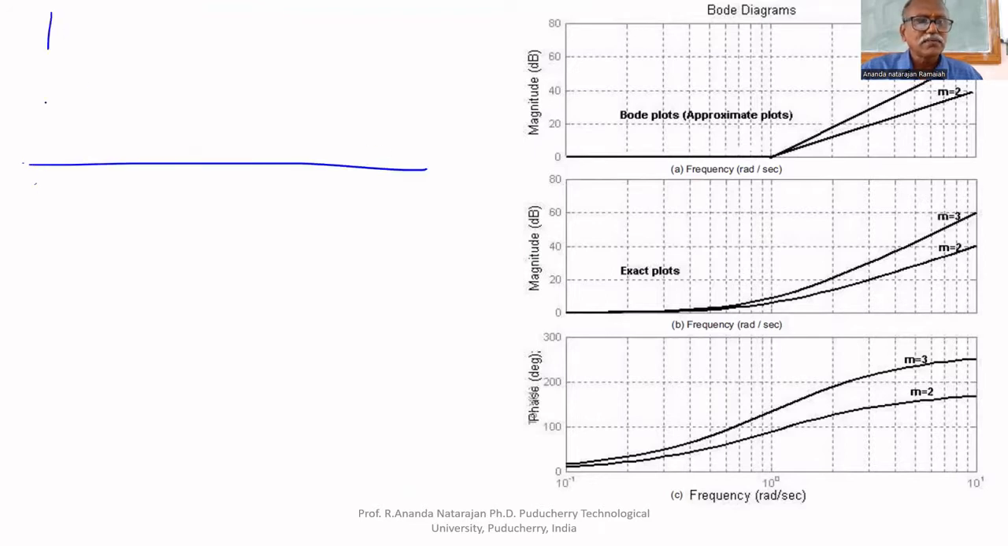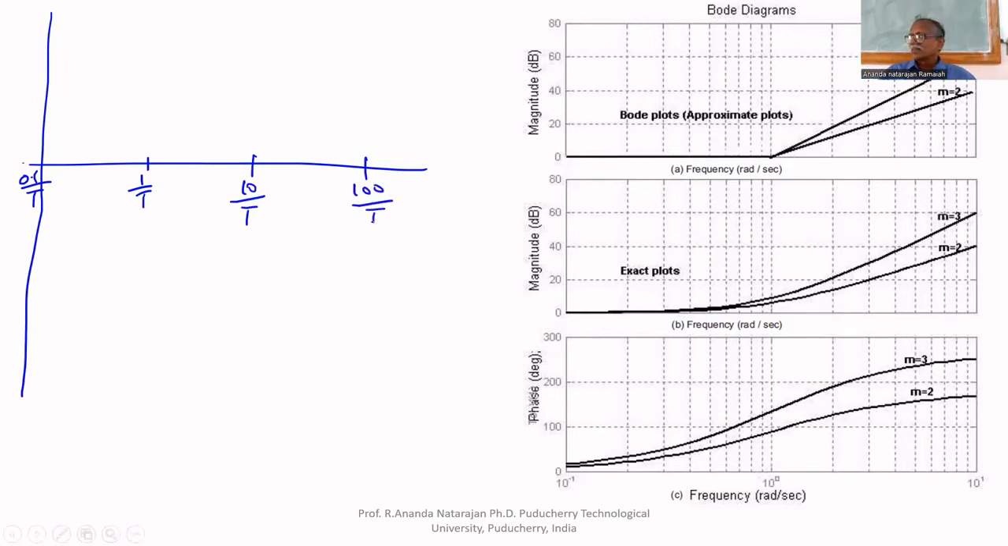this is 0.1, this is 1 by tau. This is 0.1 by tau. This is 10 by tau. This is 100 by tau. Suppose tau equals 1, you will get the conventional scale. Depending upon the tau value, you will get the scale like this. What is the distance between 1 by tau and 10 by tau? 1 decade, 10 times. Therefore, this is also 1 decade.